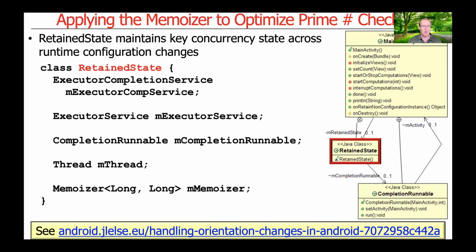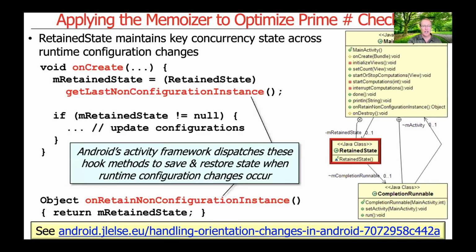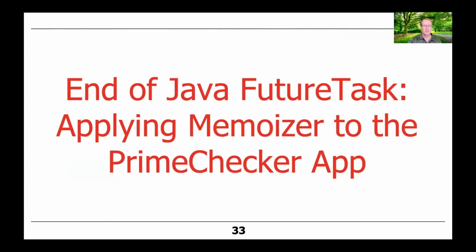Because this is an Android app and we want to make it resilient and robust and efficient if someone rotates the phone, we have to store some retained state, and we stick everything in the retained state that's going to be asynchronous and concurrent. So we have our executor completion service, we have our executor service, we have our completion runnable, we have our thread, we have our Memoizer. All those things are going to be retained between rotations. And then we use some clever tricks that were baked into Android to make this all work efficiently. This is not the only way to do this, but for this particular kind of use case, it works very nicely.